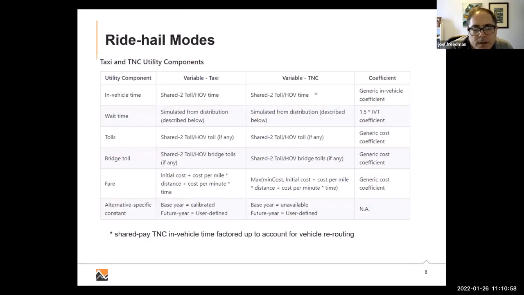Ride-hail modes. Obviously, this is really important since 2015, 2016, 2017, and emerging mobility is becoming a lot more important in consideration in travel models. We added a ride-hailing nest to the mode choice model that considers taxi and TNC. You can see here the skims that are used.